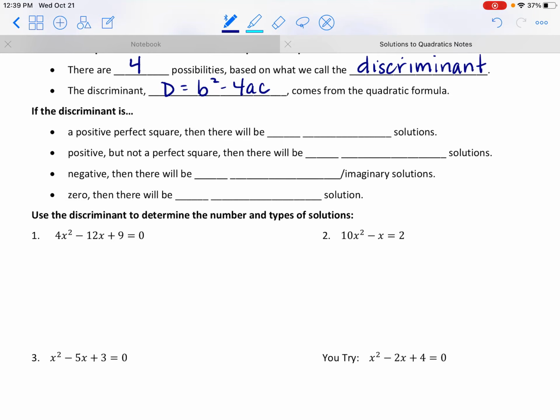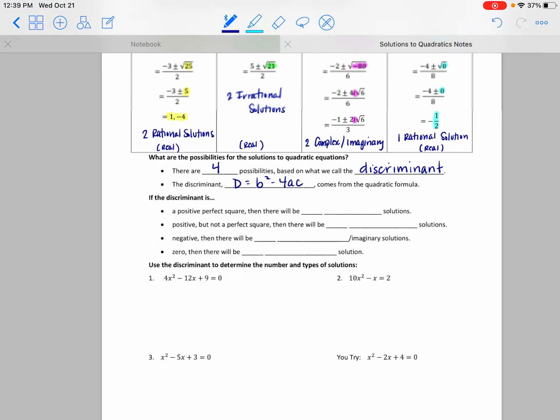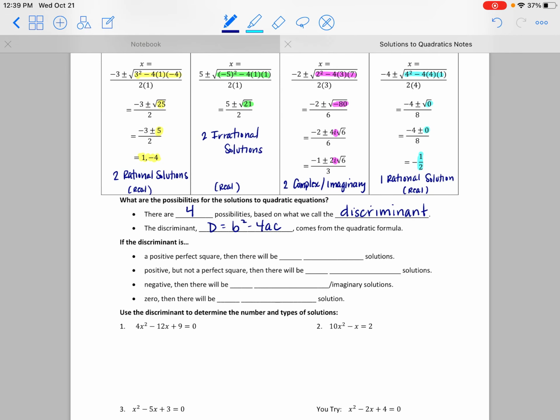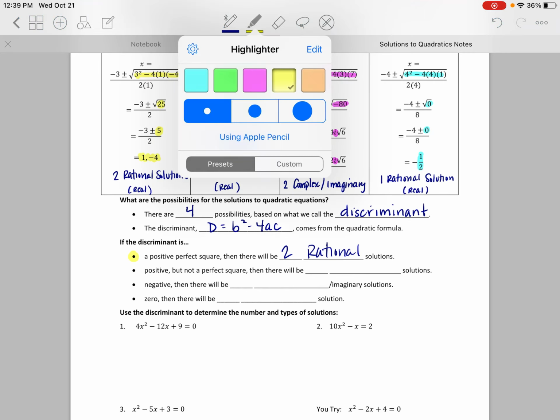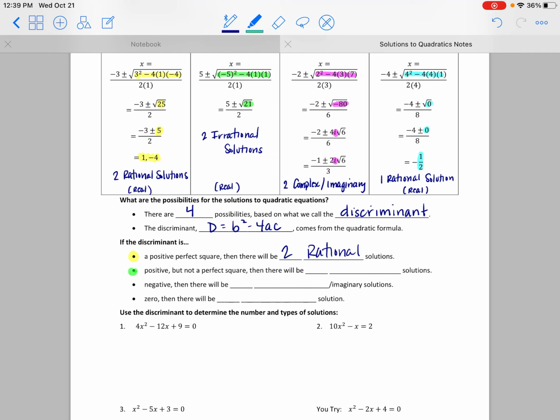Okay? So if you calculate your discriminant and you get a positive perfect square, a positive perfect square would be like the square root of 25. It's positive, it's a perfect square. So a positive perfect square is going to get you two rational solutions. If you calculate your discriminant and you get a positive number, but it's not a perfect square, like the square root of 21, then you're still going to have real solutions, but they're going to be irrational. So you have two irrational solutions.